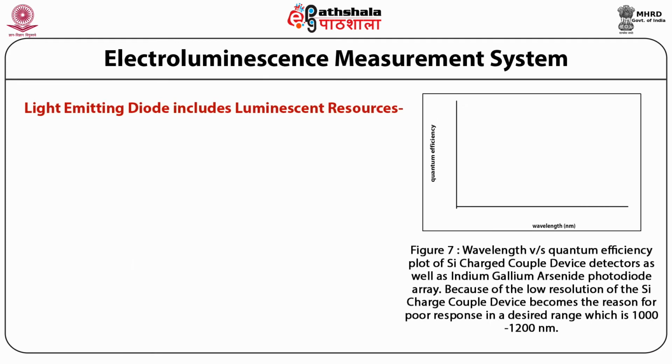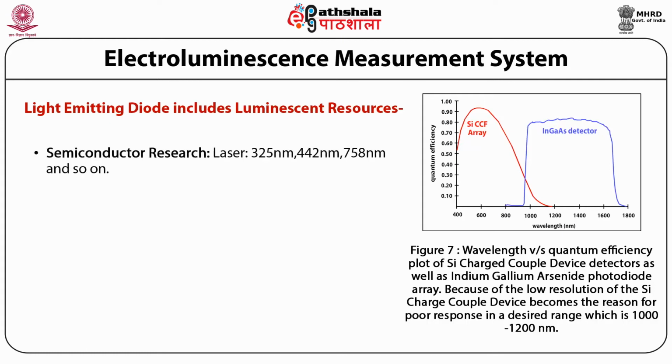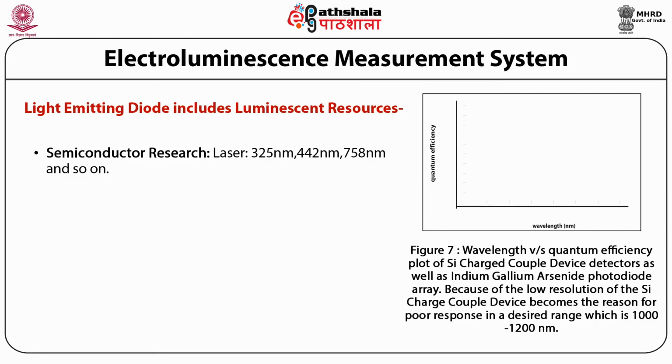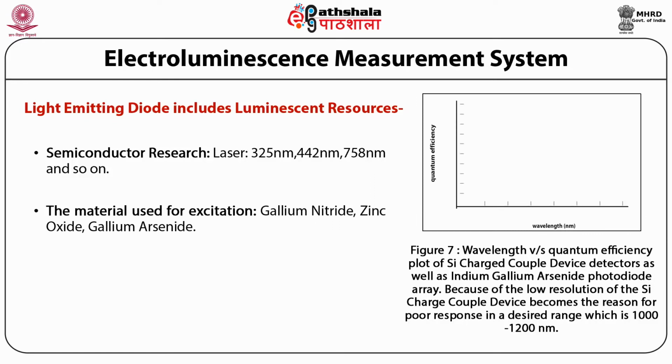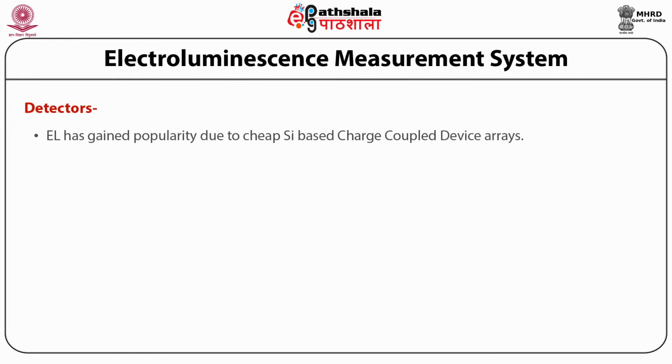Light emitting diode includes luminescent resources. First is the semiconductor research, which uses lasers of 325 nanometer, 442 nanometer, 758 nanometer, and so on. Then the material used for excitation can be gallium nitride, zinc oxide, or gallium arsenide. Detectors: electroluminescence has gained popularity due to cheap silicon-based charge-coupled device arrays. These are like digital cameras.